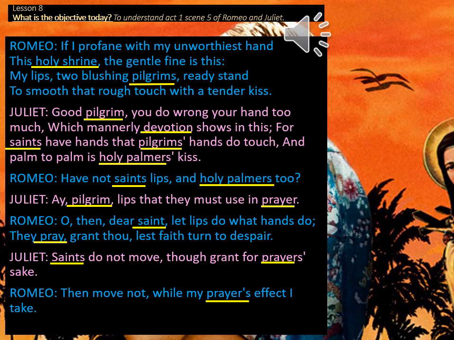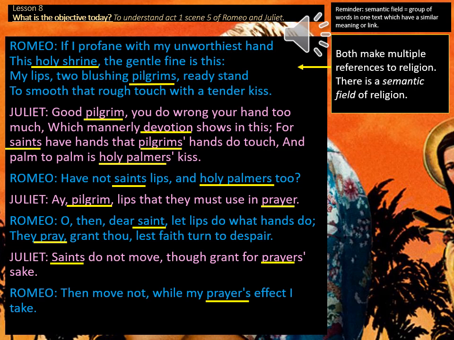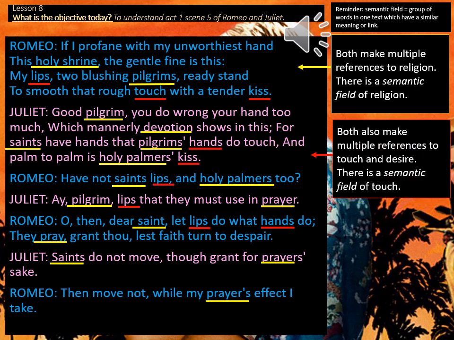So both Romeo and Juliet make multiple references to religion. There's what we call a semantic field of religion. Now, as a reminder, a semantic field is a group of words which have a similar meaning or a link together. Also, underlined in red, there is a semantic field of touch. Both Romeo and Juliet reference lips, kissing, hands, touching.